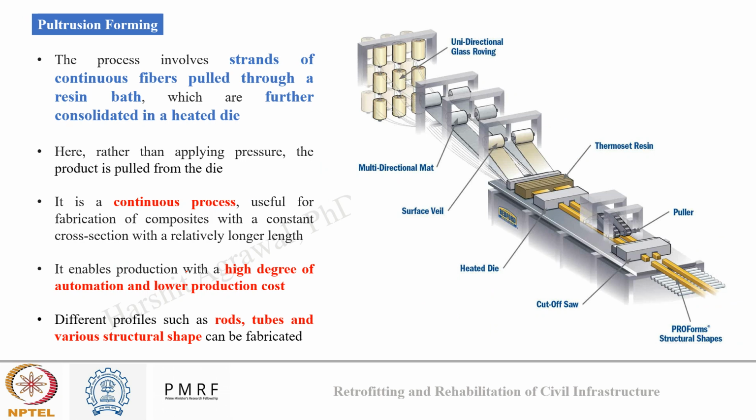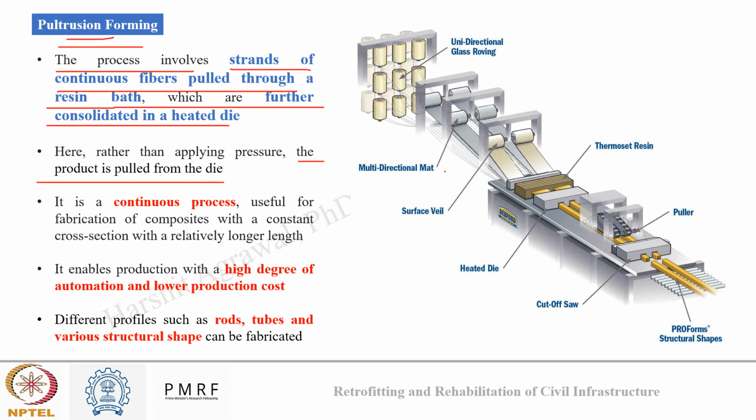One more method in compression molding is pultrusion forming. So this is a very famous method in compression molding. The process here involves strands of continuous fiber pulled through a resin bath which are further consolidated in a heated die. Okay, here rather than applying pressure, the product is pulled from the die to take the desired shape.